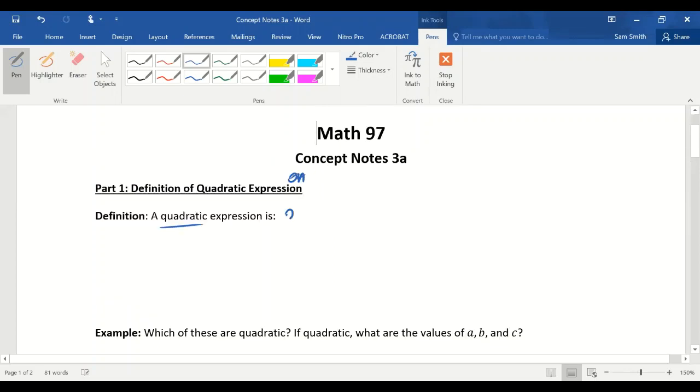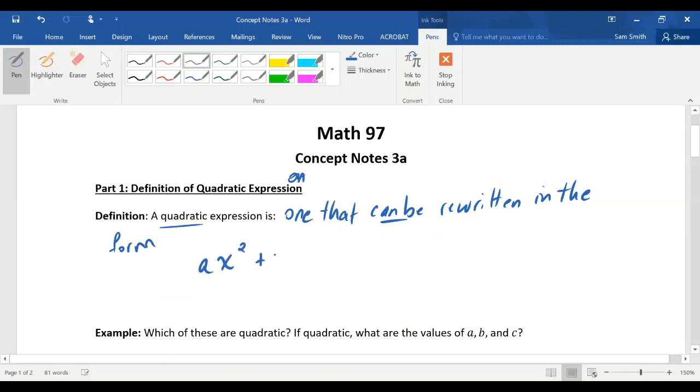One that can be rewritten in the form: number times x squared, number times x, and number, all added together. A and B and C can be whatever numbers you want. Any real numbers that you like.